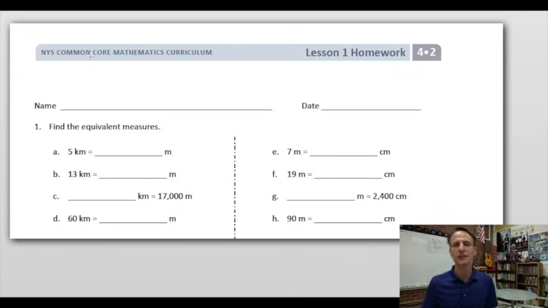Homework time! Homework time is here again. And now we are on Module 2, that wee little module of just 5 lessons. Lesson 1 homework, here we go.